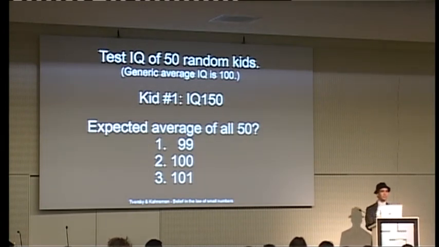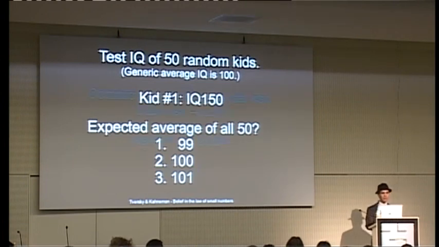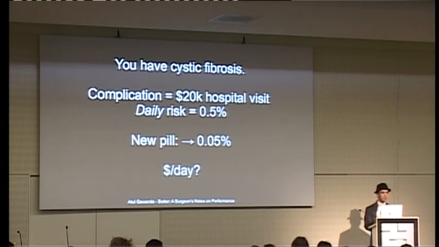Here's a slightly different problem. Suppose you're testing the IQ of 2 random kids. You test the first one. He's a genius. What do you expect the average IQ to be? If you expect the average IQ to be 100, that means you have doomed number 2 to be an idiot. No, they're independent. You expect them to be 100. It's 101 total. Things tend towards the center, but that doesn't mean that every case is the same.